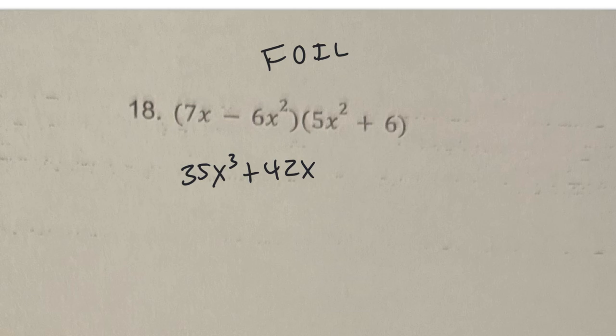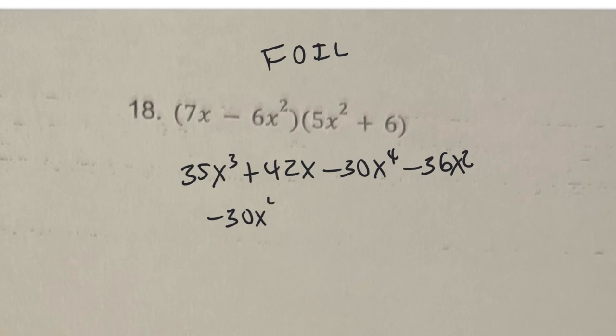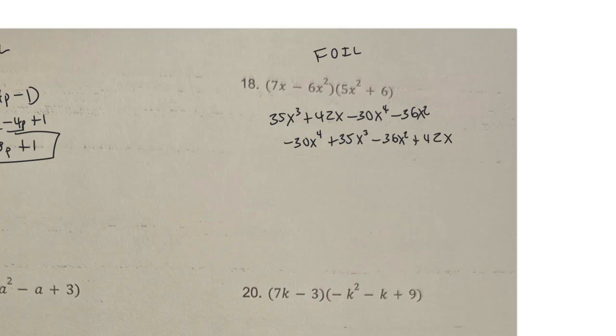Inner times inner would give us negative 30x to the fourth. Last times last would give us negative 36x squared. And putting that in descending exponent order, it would be that plus 35x to the third minus 36x squared plus 42x. So I do believe that's all we need to do there. Okay.